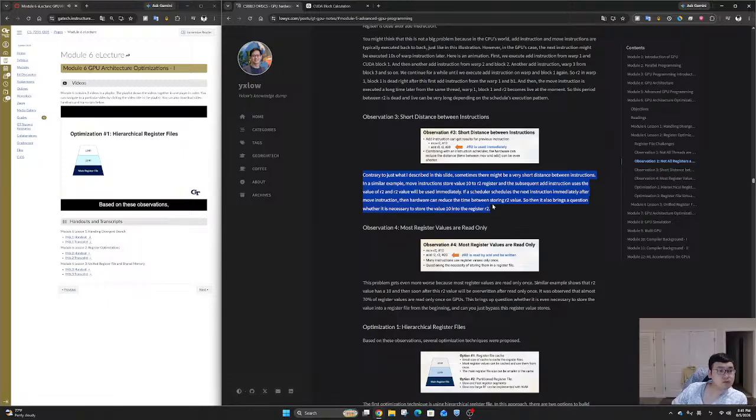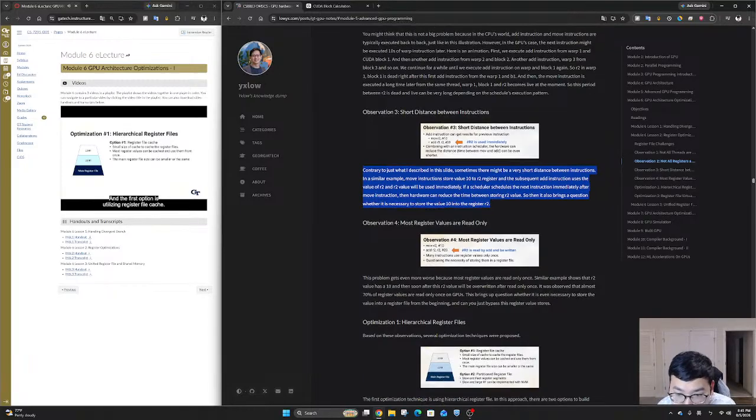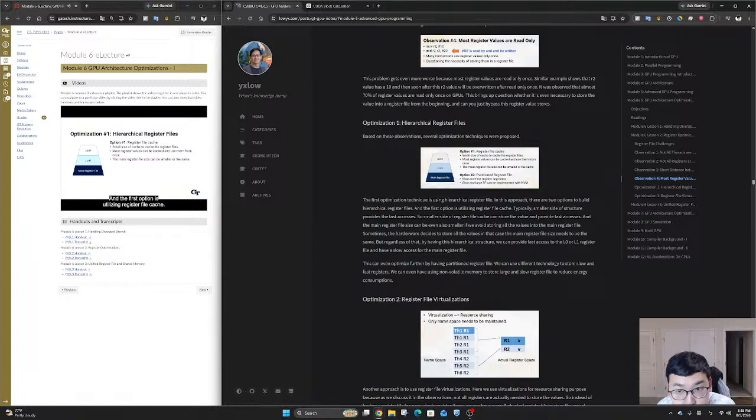Based on these observations, several optimization techniques were proposed. The first optimization technique is using a hierarchical register file. In this approach, there are two options to build hierarchical register files. The first option is utilizing a register file cache. Typically, a smaller structure provides fast accesses. So a smaller register file cache can store the value and provide fast accesses.